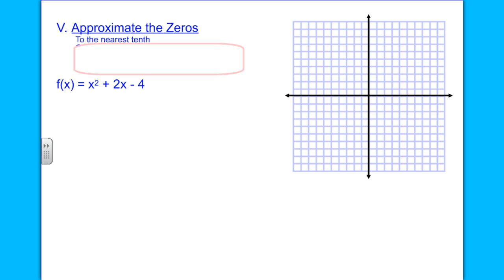Okay, so how do we do this? I've hidden the method. First, what would you do? You get this function, you're supposed to approximate the zeros. What would you do, Nick? Okay, so what would you do with this f of x side? Just make it 0, just like we just did. Let's make it 0. 0 equals x squared plus 2x minus 4.